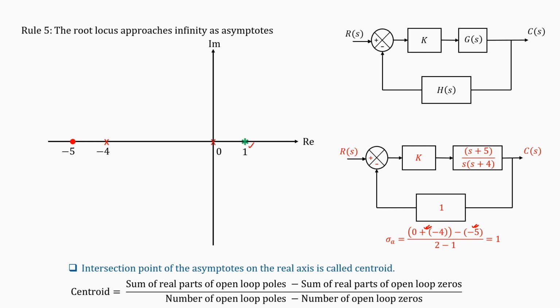So, at this point we will have the centroid, and from this point we have to draw one line. Remember, how many asymptotes do we have? We have only one asymptote, because there is only one line that will go to infinity. And how will the root locus branch go to infinity? By being parallel to this asymptote line, and it will reach this asymptote line as t tends to infinity. That is the idea of an asymptote.